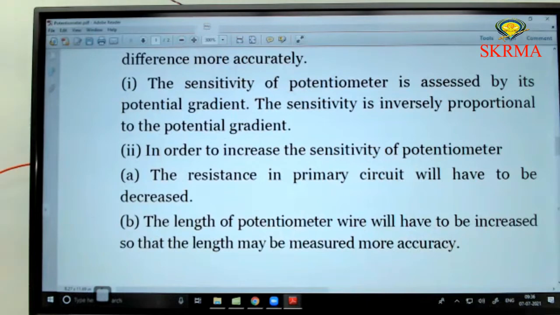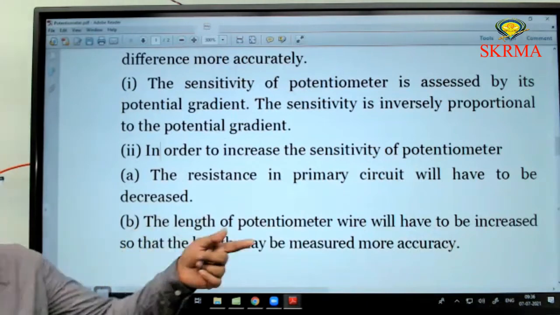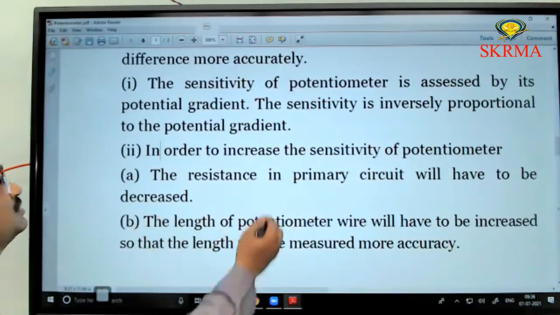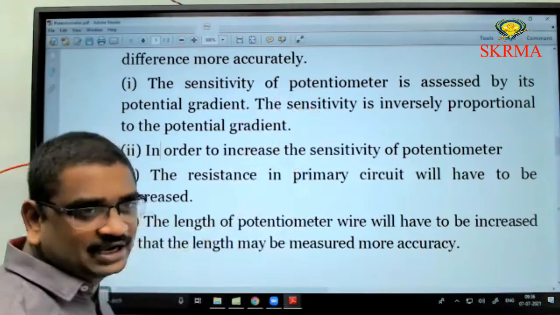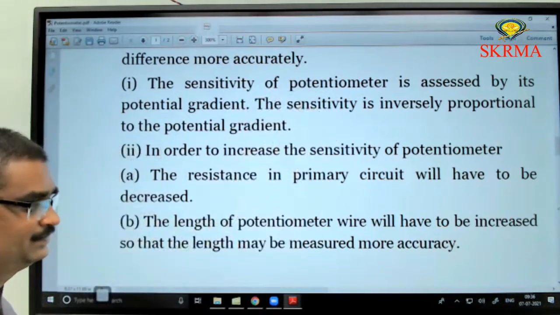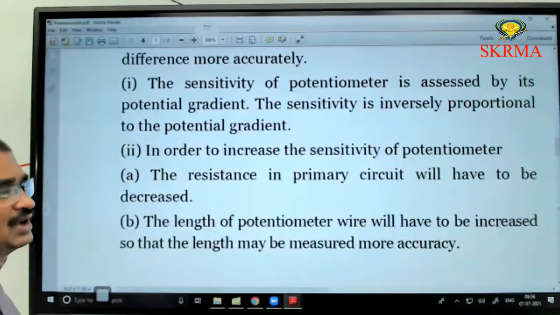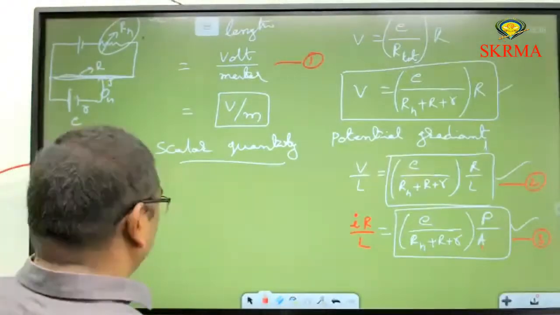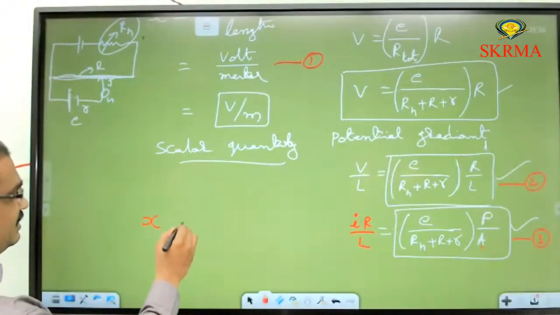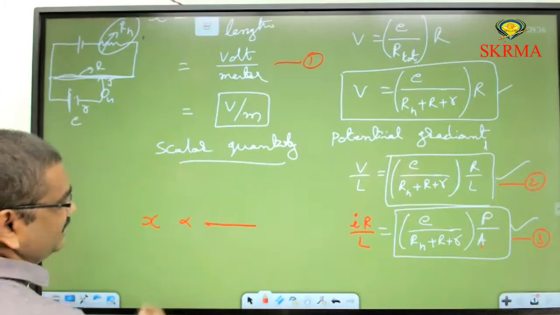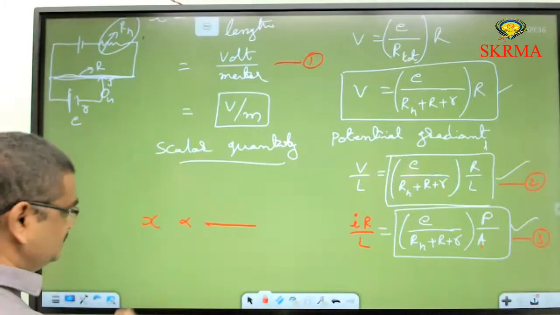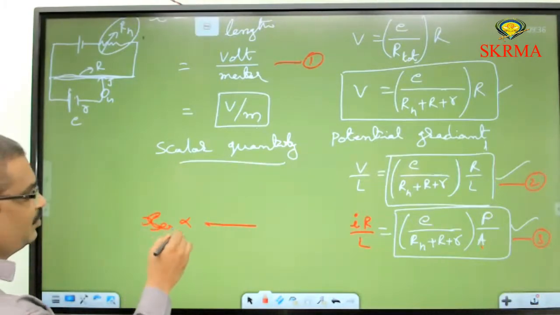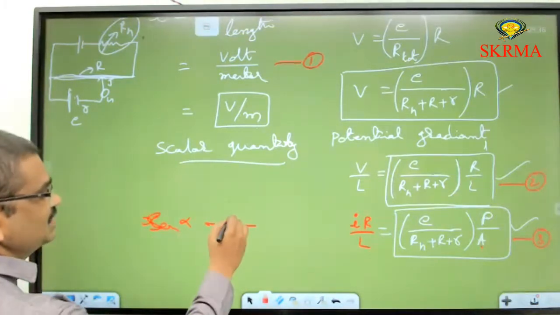So why are we saying that? On which basis am I saying that? Sensitivity is inversely proportional to potential gradient. From that alone we can conclude. Potential gradient is potential by length, so sensitivity is inversely proportional to potential gradient, potential by length.